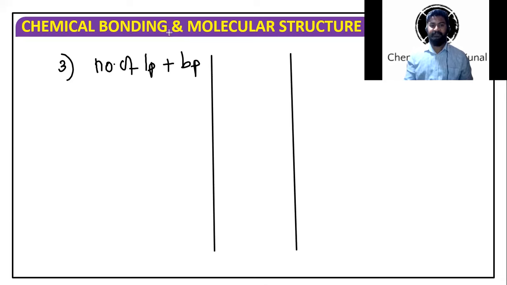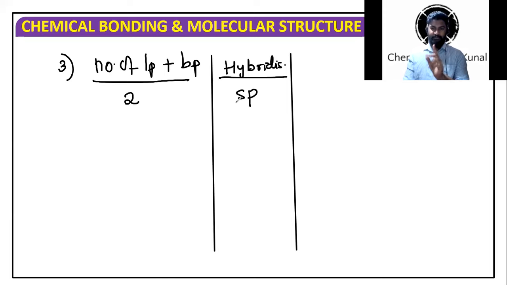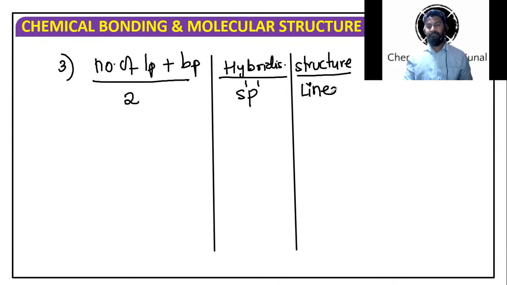See, if the number of bond pairs plus lone pairs comes out to be 2, because that's the minimum we'll get, then hybridization will be sp. And how to remember? 2 means what? 1s, 1p. So 1 plus 1, 2. And the shape, or I would say the structure, will be linear. Remember this particular thing to begin with.